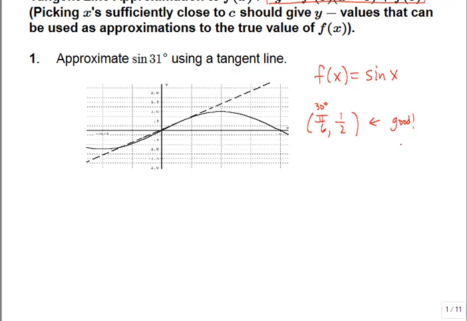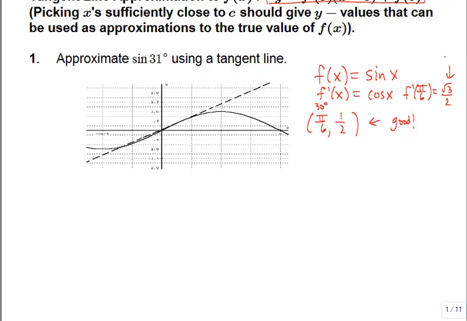Okay, so now that we have our function and we have our point, we need a slope because we want to find the equation of the tangent line, which requires the slope of the tangent line. So how do you find the slope of a tangent line? You use a derivative. The derivative of sine of x is cosine of x. And what is the derivative at this good point, pi over 6? Well, cosine of pi over 6 is square root of 3 over 2. So now we have our point and we have our slope.